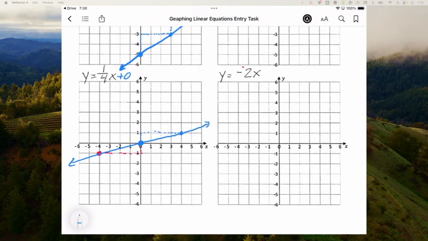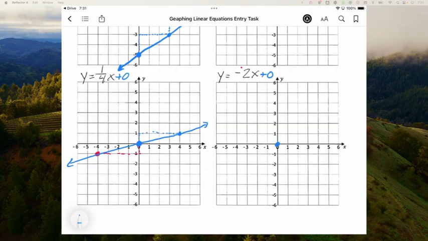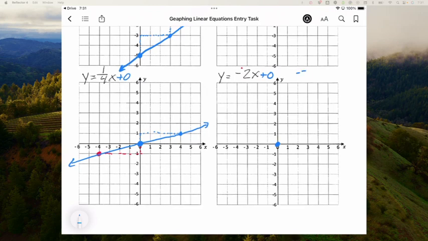And then lastly, again, we have one that is going to be proportional because that is equivalent to having +0 added to the end, which means it's going to pass through the origin. And that -2 is a little tricky. We always want slope to be represented as a fraction, so we need to rewrite that as -2/1. So that says down 2 and to the right 1.